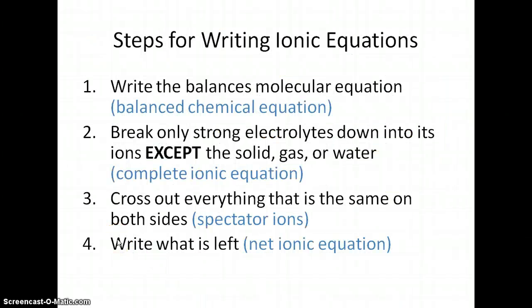All right, and to end, I thought I'd give you a list of all of the rules for writing ionic equations. So first you want to write the balanced molecular equation. Remember, molecular equations are what you're used to, just the balanced chemical equation. Then you take all the electrolytes and you break them down. So that's going to be your ionic substances that are aq and all those things. Now you cannot break down solid, gas, or water. And then you're going to cross out everything that's the same on both sides. Those are your spectator ions. And what's left gives you your net ionic equation. Okay? So those are the steps in order.